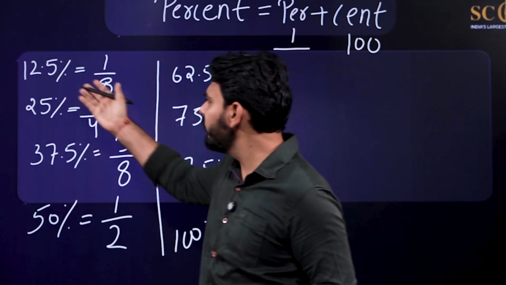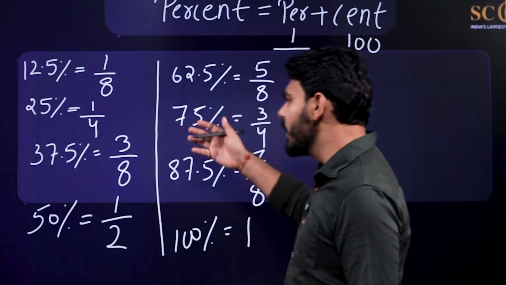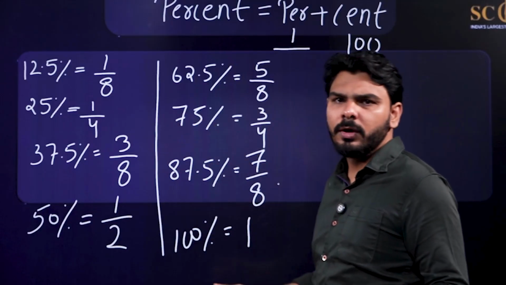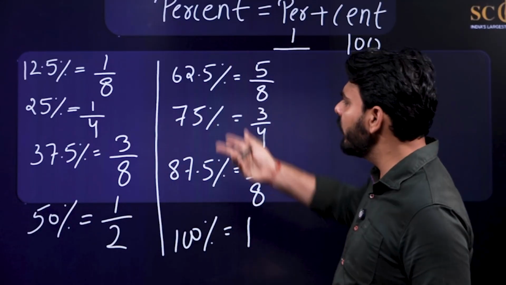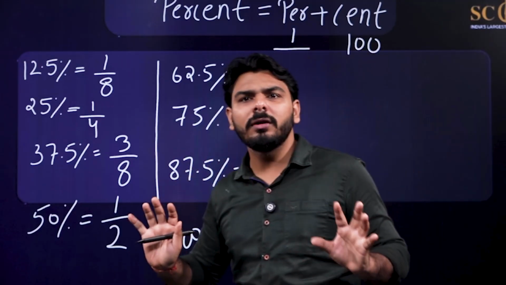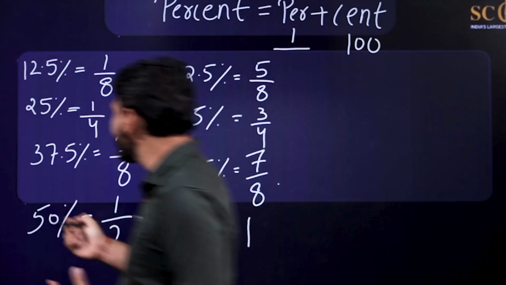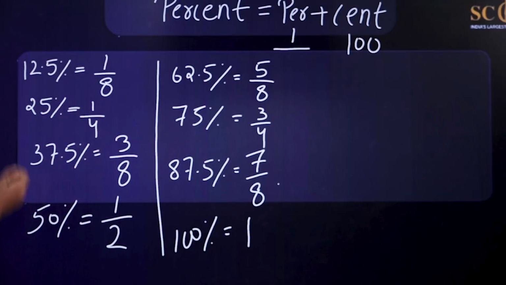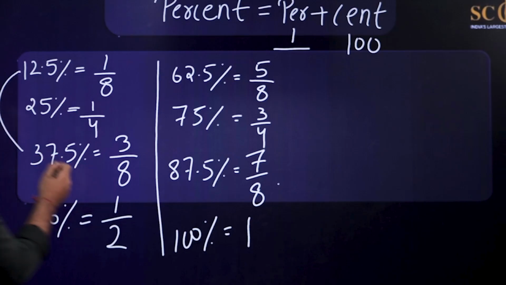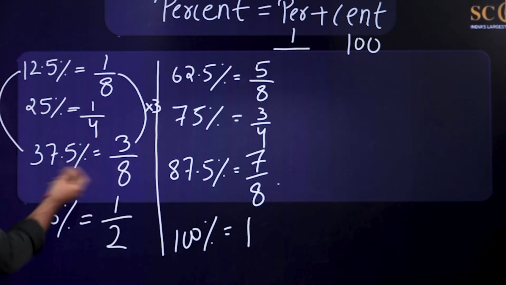You can see 12.5% is 1 by 8, 25% you already know is 1 by 4. Most of these values you already know. You just have to remember some important values like 12.5, 37.5. There is no rocket science to remembering these things. If you want to remember 37.5%, you can just multiply 3 on both sides. You multiply this with 3 and this with 3, and you will get the same answer.